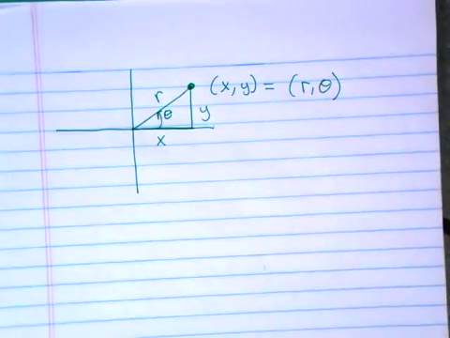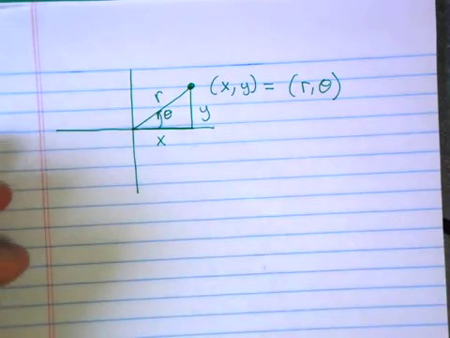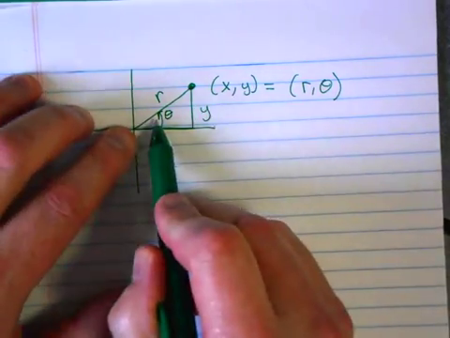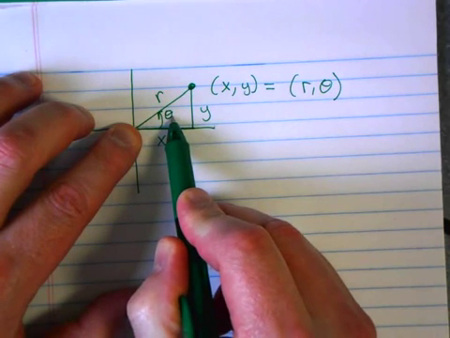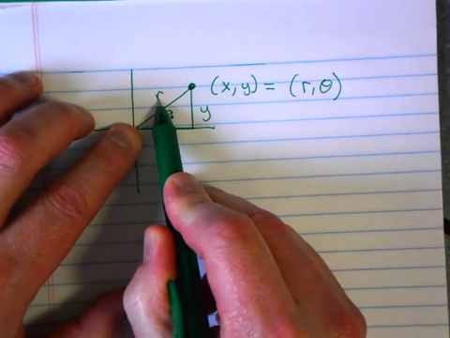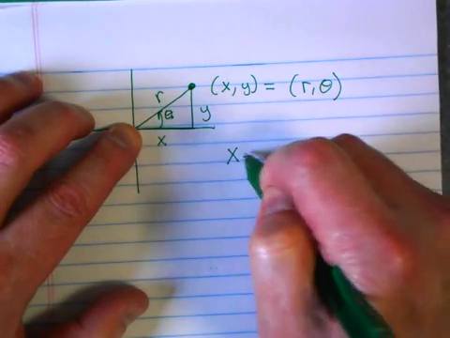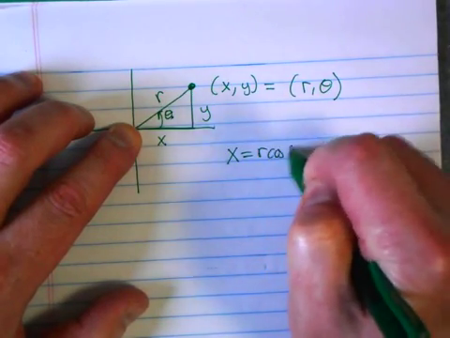Okay, so some of our rules were what? x equals r cosine theta. We noticed that if I took cosine of theta, that gave me x over r, and then we multiplied both sides by r. So one of our conversion formulas was x equals r cosine theta.